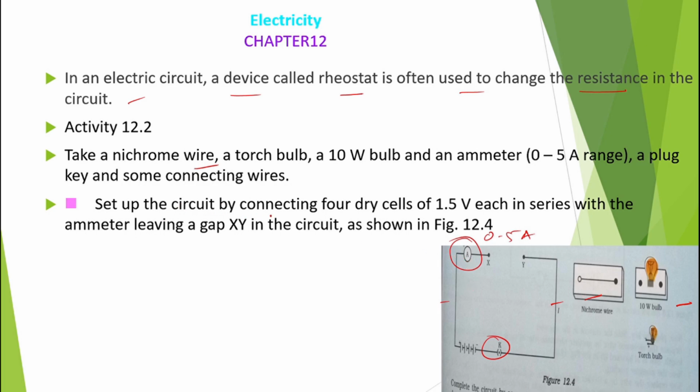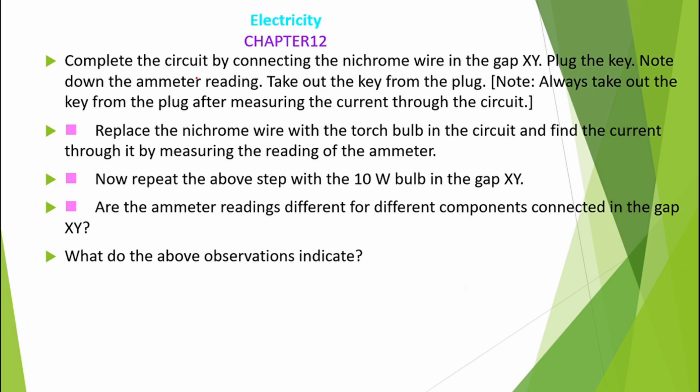Set up the circuit by connecting 4 dry cells. So 4 dry cells are connected, each having 1.5 volt, in series with the ammeter, leaving a gap XY. This is the gap. Now what you have to do? Complete the circuit by connecting the nichrome wire in the gap.